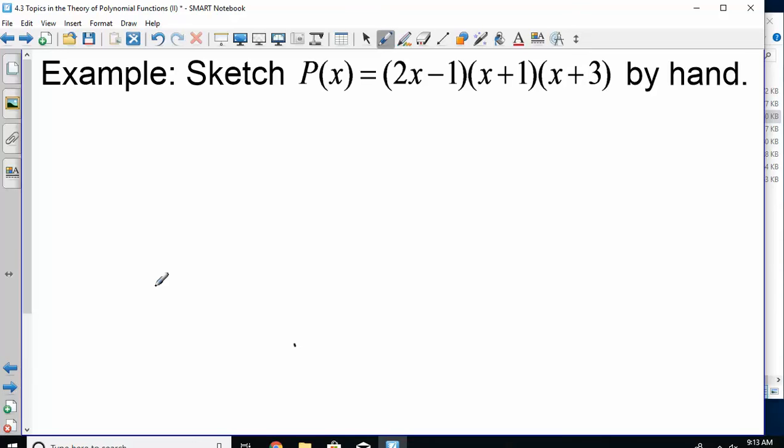So we are going to graph 2x minus 1 times x plus 1 times x plus 3. First step, we need the end behavior. To decide our end behavior, we need to think about the degree. If you were to multiply this out, we have 1x here, 1 here, and 1 here, so we have an x to the third.